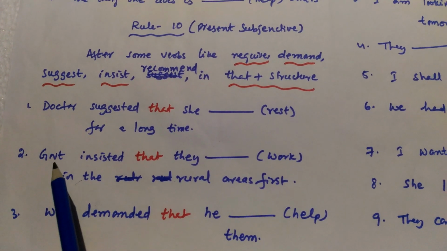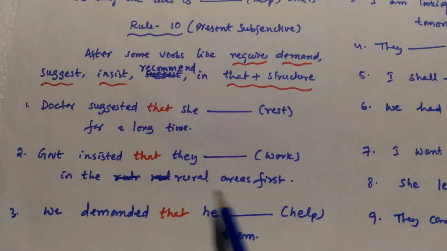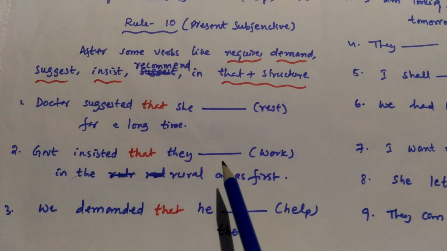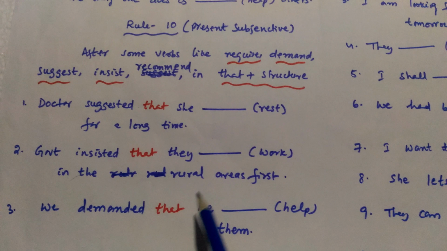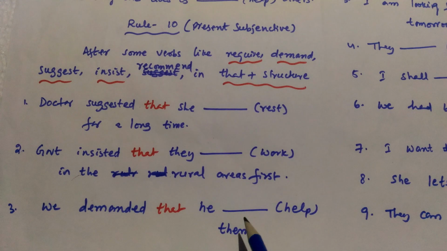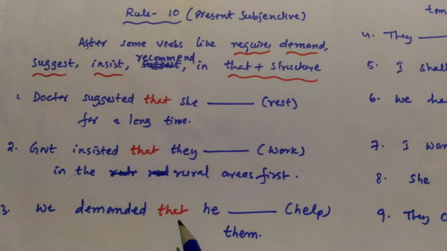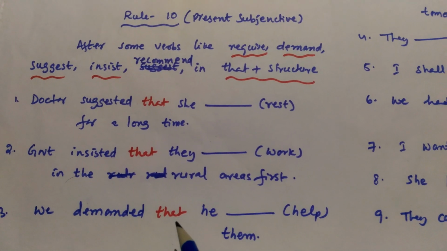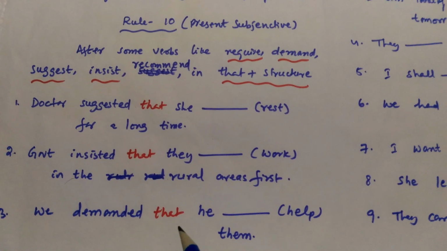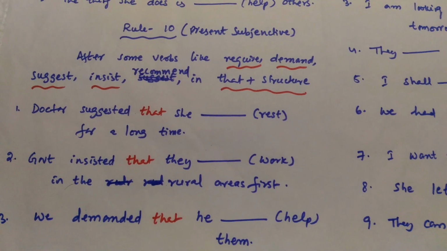Now, the second example. Government insisted that they work in the rural areas first. Here, after the verb insisted, if that structure comes, after that we have to write only verb 1 form, that is base form. And next one, we demanded that he help them. Here, we cannot write helps because after these verbs like require, demand, suggest, insist, and recommend, and that structure comes, we have to write only verb 1 form, that is called present subjunctive. And let us have a look at a small exercise.